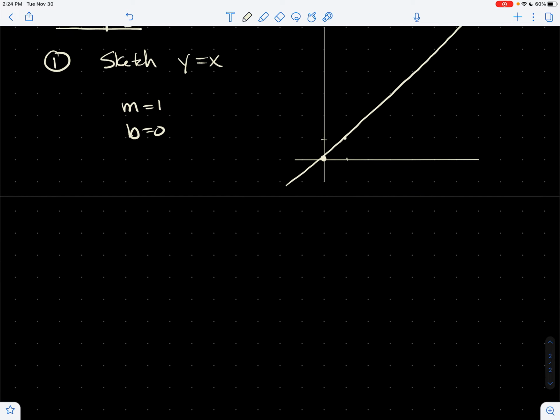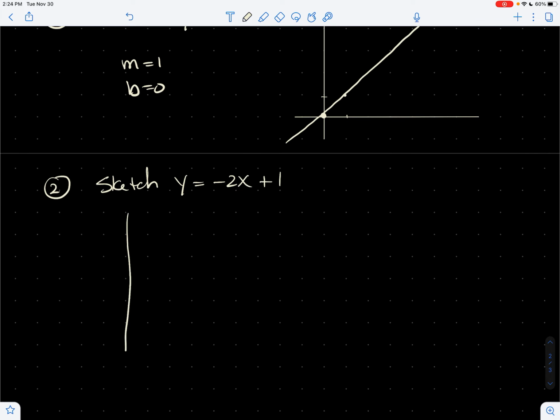Okay, let's do another one. Let's do y equals negative 2x plus 1. First we can write down the y-intercept is 1. So we're going to go to 1 on the y-axis and put a dot. We know the line passes through the point (0, 1). The slope is negative 2.